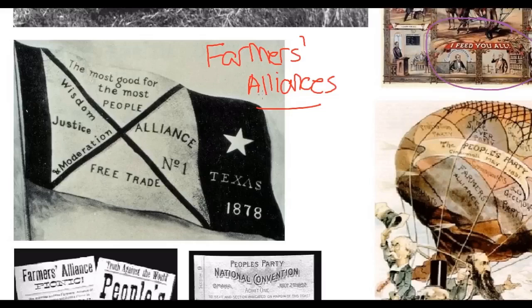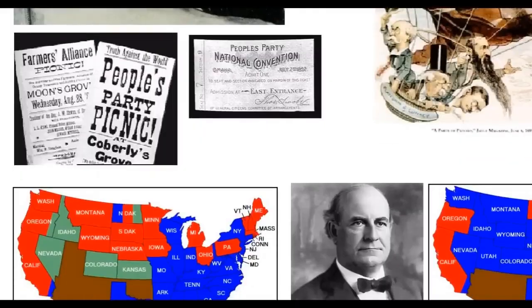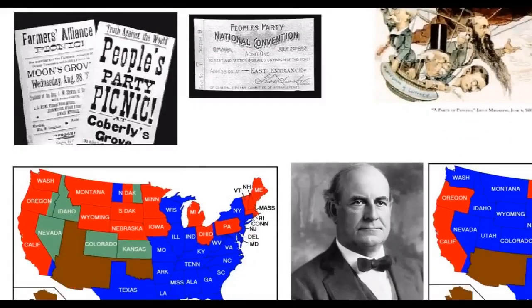The Farmers Alliances organized banks. They organized newspapers to advocate. They actually participated in state and local politics, especially in the Midwest and in the South. And so as a result of the Farmers Alliance, farmers, rural people who were involved in growing the nation's food, become much more active in the politics of the time period.